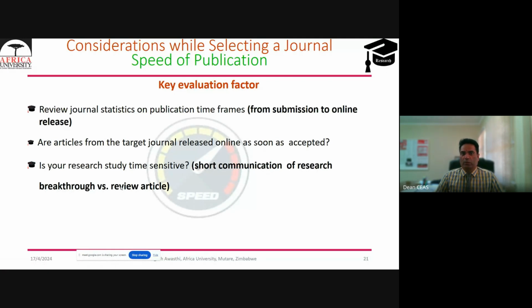Next key evaluator: what is the speed of publication? That is the topic, the speed of publication, when we evaluate a journal. So review journal statistics on the publication time frame. As per my experience, for a good journal the publication time is 2 to 3 months, not less than 3 months. Three months is the best time for publication. Most journals have 4 issues, 3 issues, 2 issues, or some only 1 issue. If a journal has 3 issues a year, that means 4 months between issues, and I think that is a good journal.